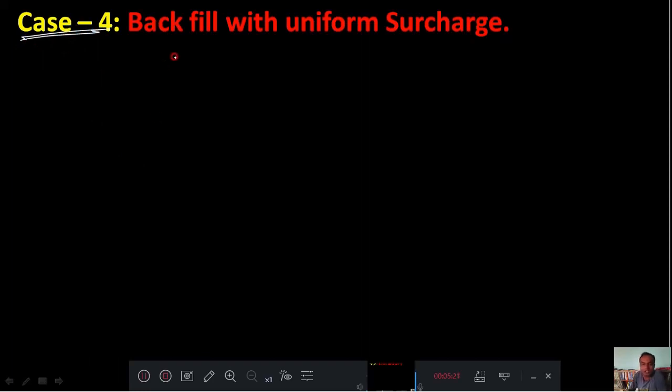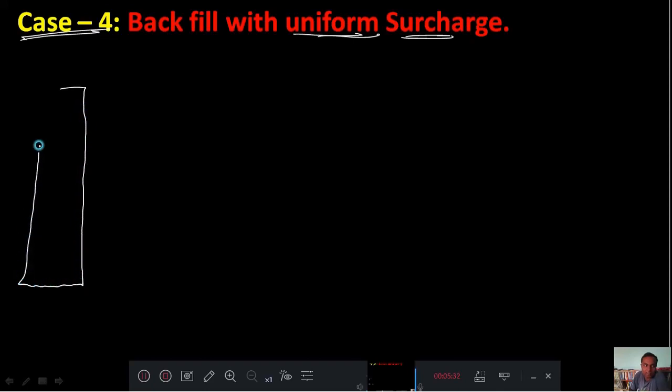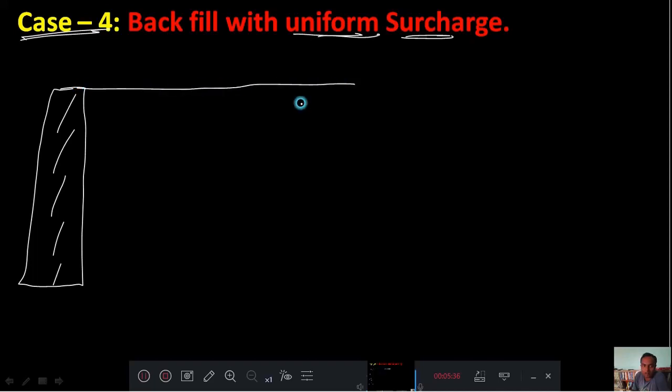Case 4 is backfill with uniform surcharge. Let us consider this is your retaining wall, and let us consider this is your backfill. Okay, there is some surcharge. That surcharge may be a building or your pavement or whatever it is. There will be some surcharge.